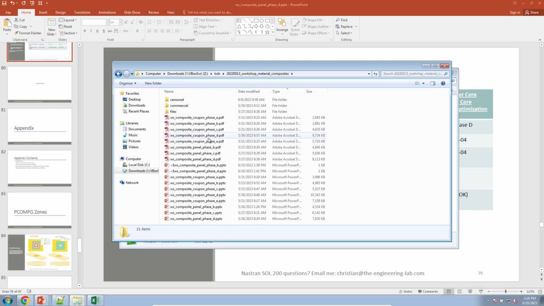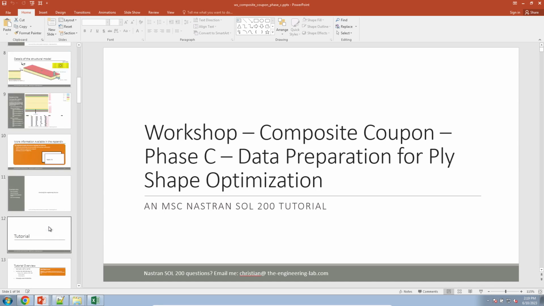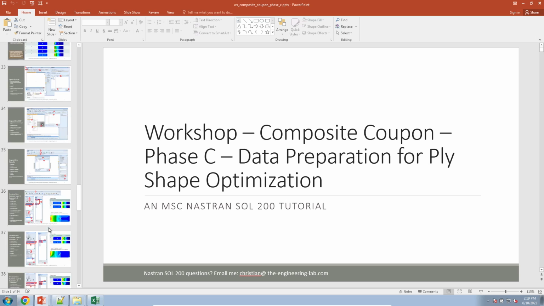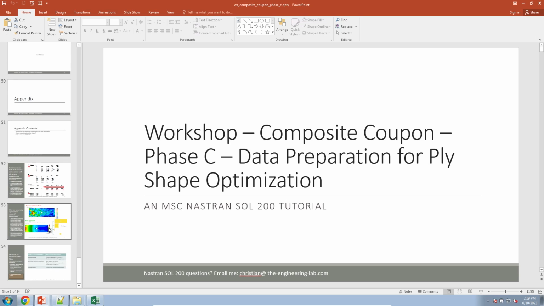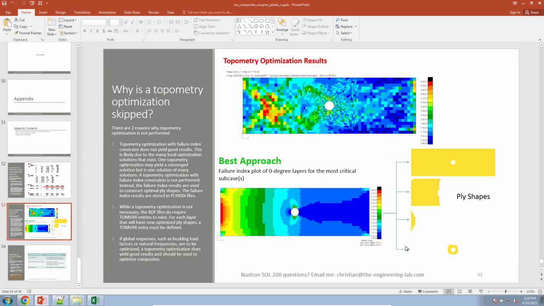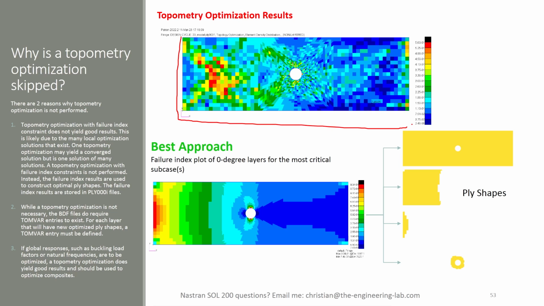For those who have been following my tutorials so far, you'll notice that in this tutorial, I actually performed a topometry optimization. In the other tutorial, where I was considering failure index constraints, I did not consider a topometry optimization. And this is why. If you're dealing with ply stress, ply strain, or failure index responses, when you perform your topometry optimization, you're going to get a solution that just does not make any sense.